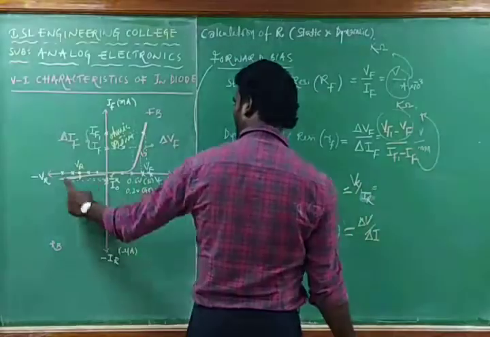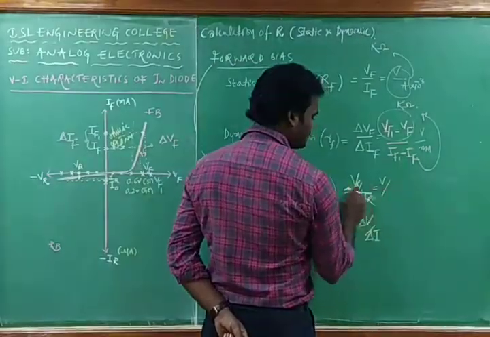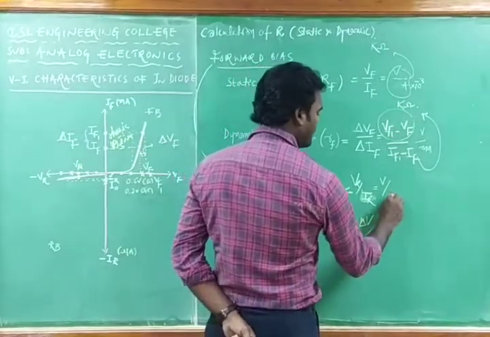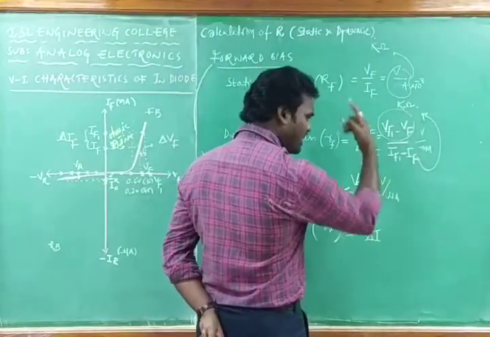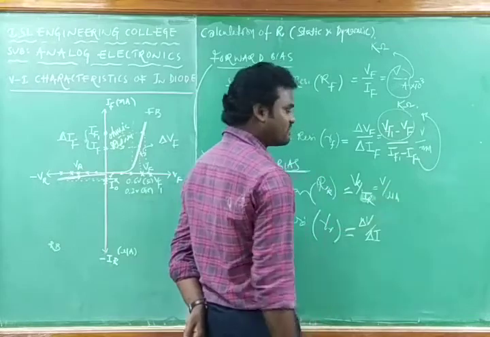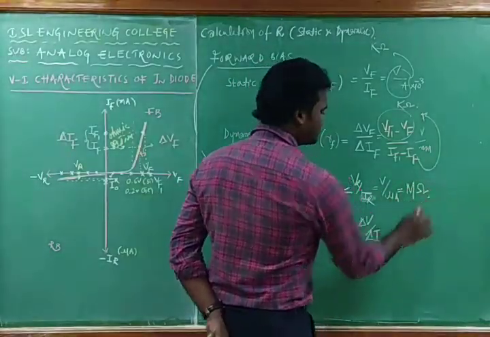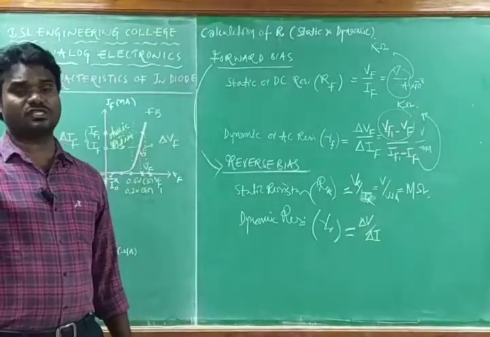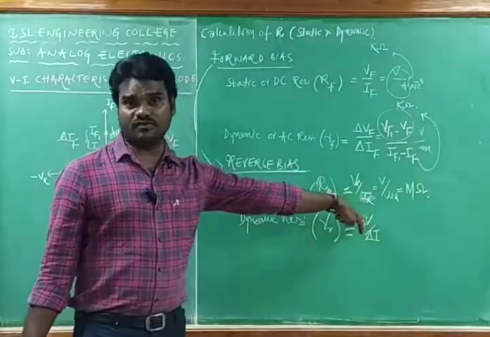We have VR and IR, so the unit for voltage is volts, and the unit for reverse current is microamps. Micro is 10 power of minus 6. If you take 10 power of minus 6 to the numerator, it becomes 10 power of 6. So it offers mega ohms resistance. 10 power of minus 6 is micro, then 10 power of 6 is mega, so it has been offering mega ohms of resistance.